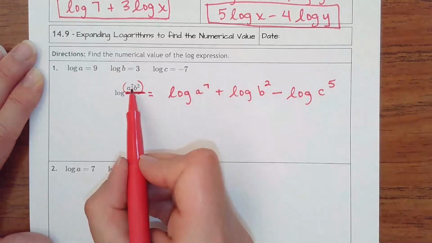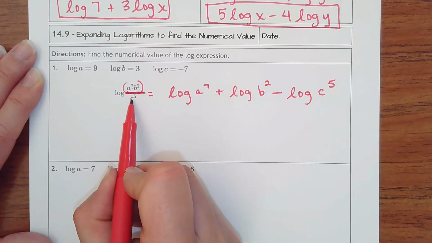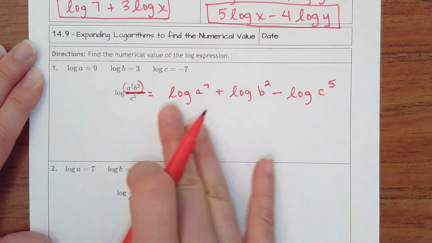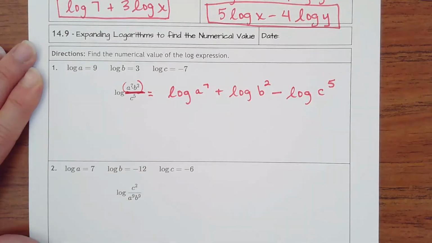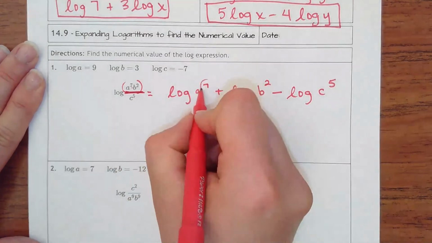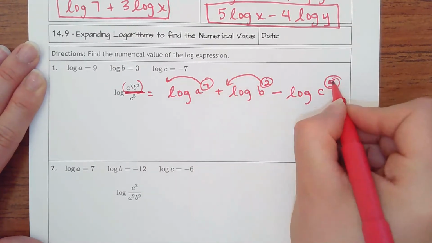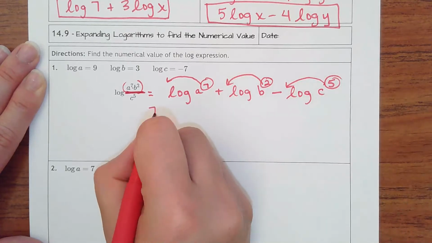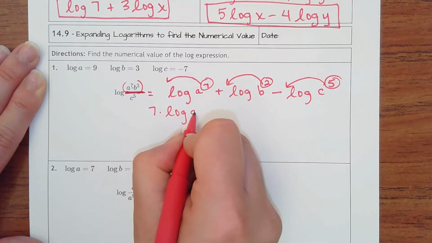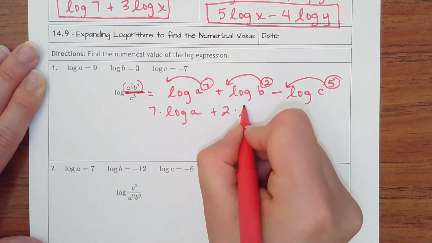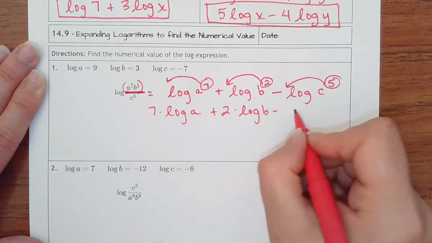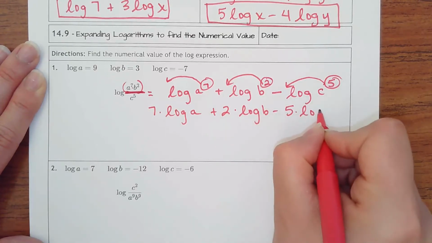So that's all that is. Multiplication has addition, division has subtraction, and I put log, log, log. So it's 3 logs split up. And then all I have to do is take my exponents and move them to the front as multiplication. So it'd be 7 times log of A plus 2 times log of B minus 5 times log of C.